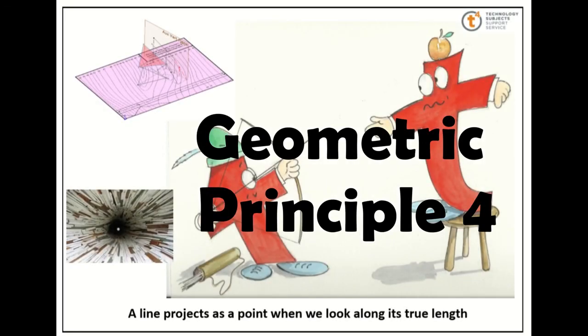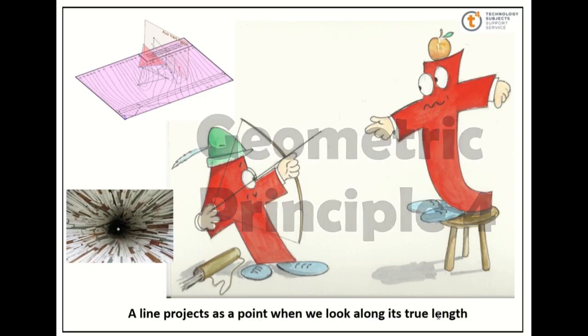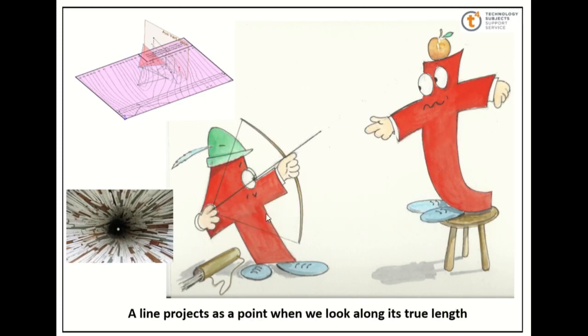Geometric principle 4 states that a line projects as a point when we look along its true length. Here we have an example: we've got our archer and he's looking along that arrow, and so is our T here, looking down along the arrow. There are a couple of examples of where it comes up in geological geometry.